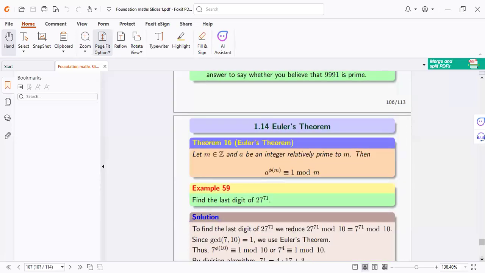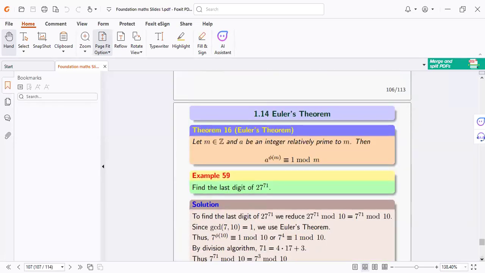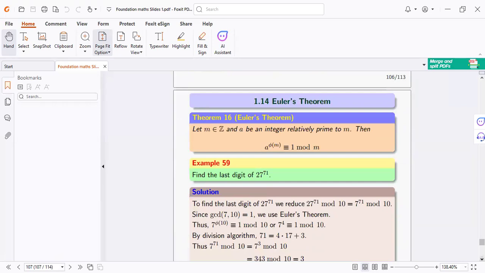Now, I want us to look at the Euler theorem, and we shall again be using it to find the inverse later. What does the Euler theorem say? Slightly different from what Fermat's theorem says. In the Euler theorem, we are given a number. This number is any integer. It doesn't need to be prime.